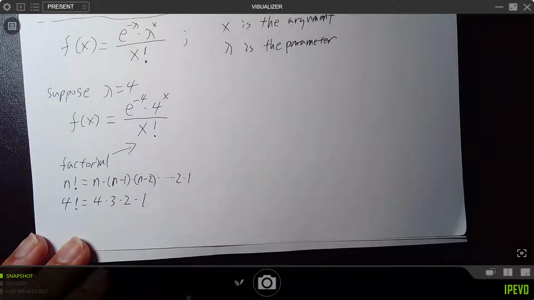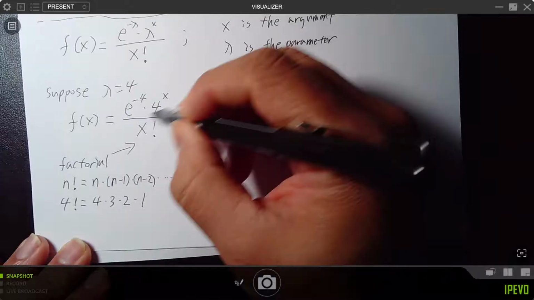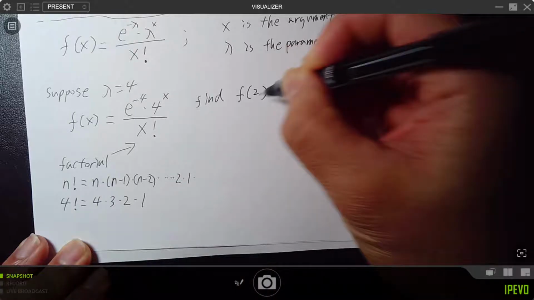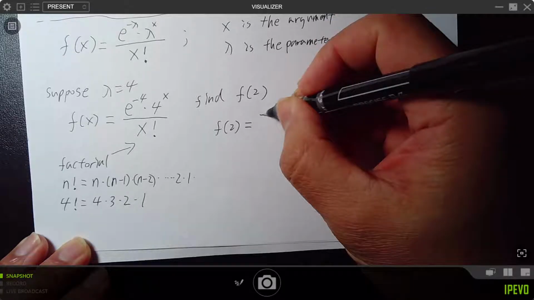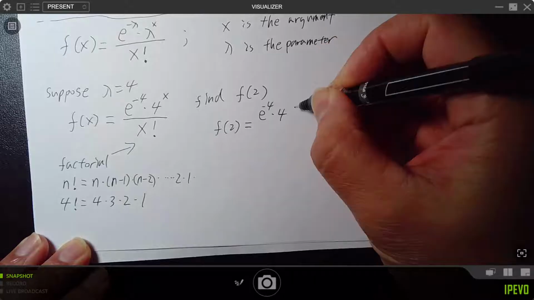Now, so let's say I have lambda equals 4, and now that I have my whole function, let's find f of 2. Okay, let's give this a try. So I have f of 2 equals, and then simply plug it in. Don't overthink it, just copy it down. And then wherever you see x, just replace it with a 2.